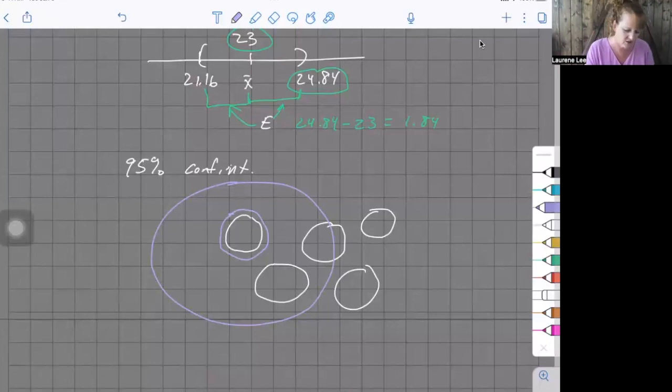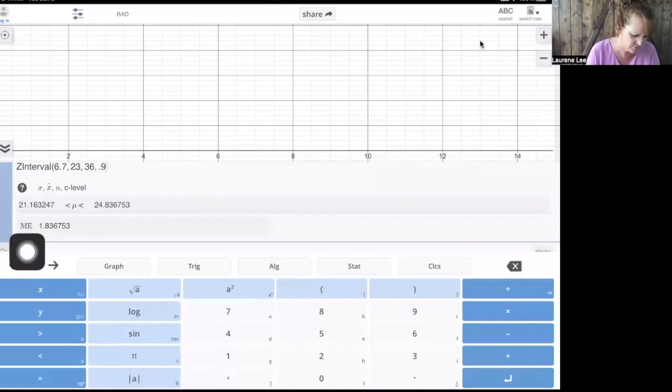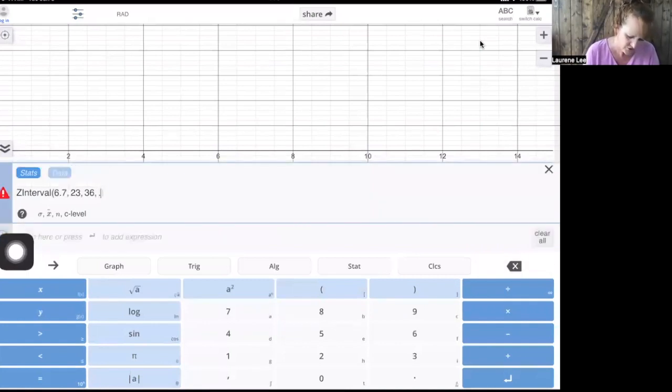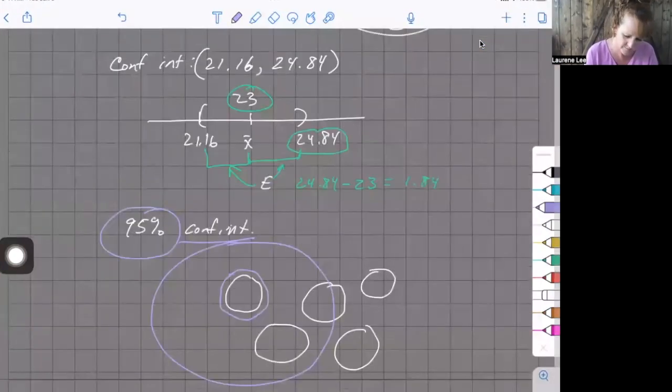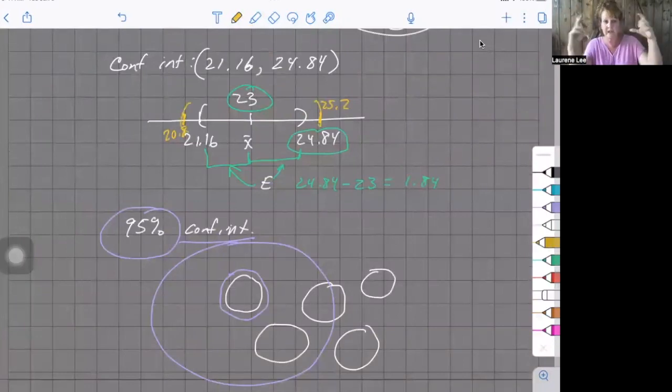So what's going to happen when I ask you for a 95% confidence interval? The interval is going to get bigger, because then it's covering more territory and it's more likely to contain the mean. Okay, so let's just see what happens. Let's go back to our calculator. We've got the same sigma, x bar, n, but now we want to change our confidence level to 0.95. Now look at it. Now it's going from 20.8, that's here, to 25.2. See that? So the confidence interval is bigger, and so it's more likely that that mean is in there.